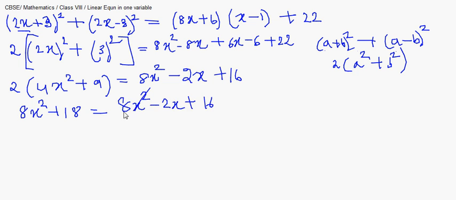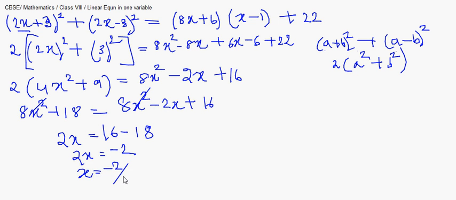8x square on both sides will get cancelled. I'll carry this minus 2x to the left, thereby getting 2x. And if I carry 16 to the other side, I'm getting a minus 18. Thereby getting 2x is equal to minus 2, and x becomes minus 2 by 2. That's minus 1. Hope you followed it.